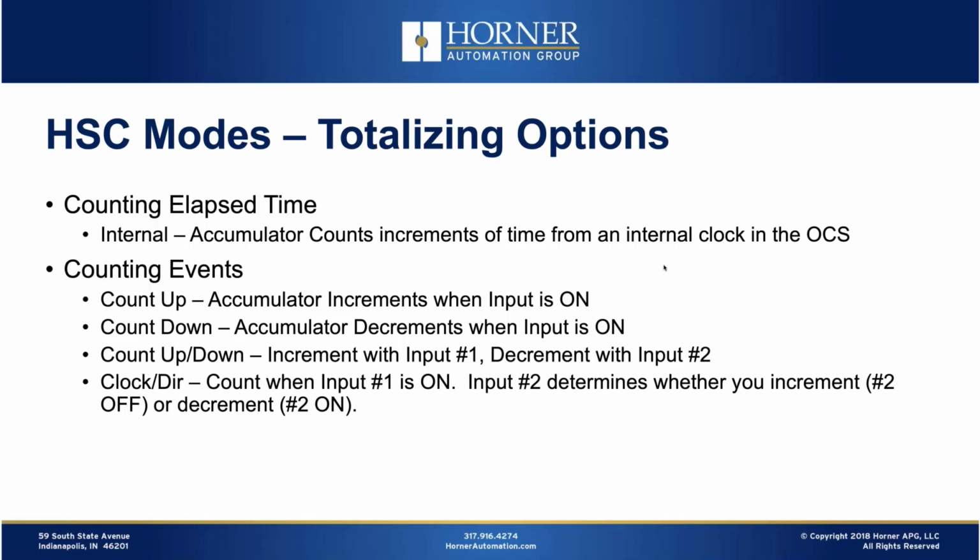And we may want to count up all the time. We may want to count down all the time. We may want to count up and down. So one input signal is going to cause our accumulator to increment, and another input signal is going to cause our accumulator to decrement. Or we may have a slight variation on the up-down, and that is clock and direction, where we're going to count every time the first input is on, but whether we count up or down is going to be determined by the state of the second input. So those are all different event counting totalizing options. Let's start looking at some examples.